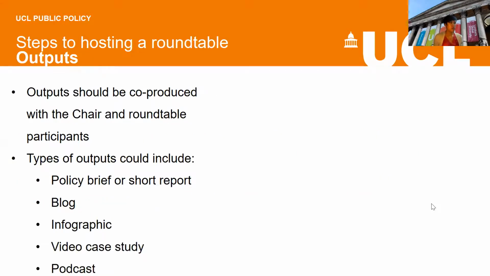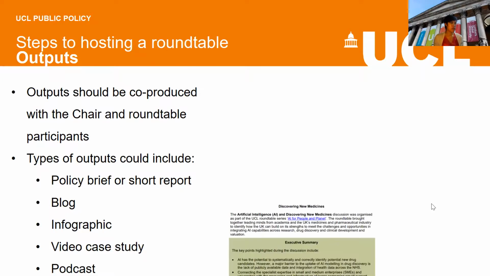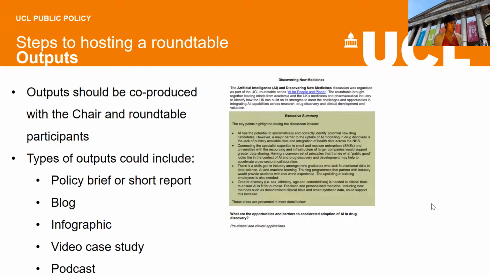So now the output. So what are you going to get out of this discussion? What are you going to turn the discussion points into? There's a number of different options, but it's really important that the outputs are co-produced with the chair and the roundtable participants. So instead of you just writing all of these things on your own, work with the chair to draft things and then make sure that you send it to the participants for their additions, their comments, and their review.